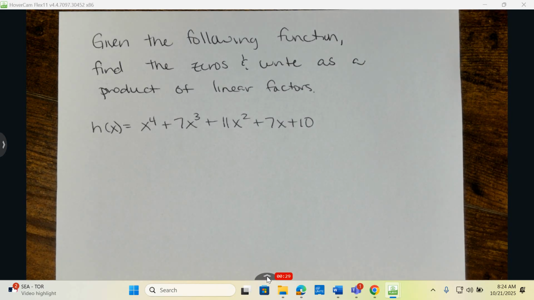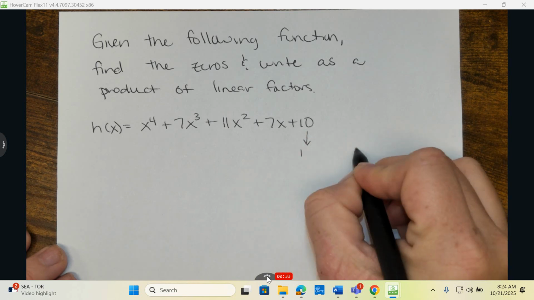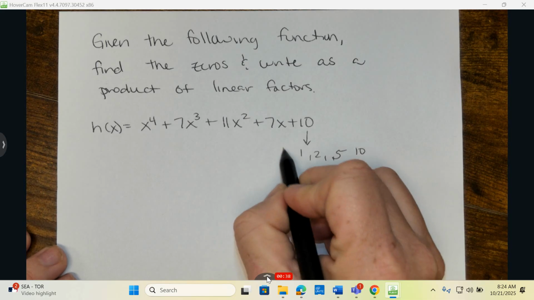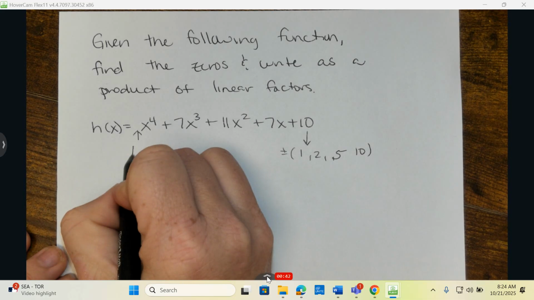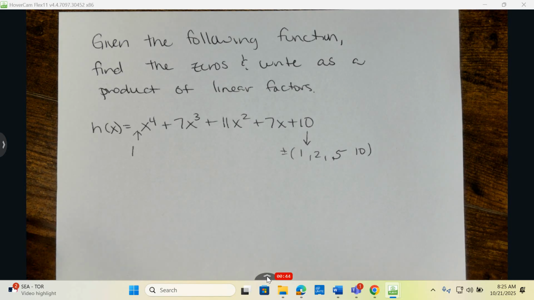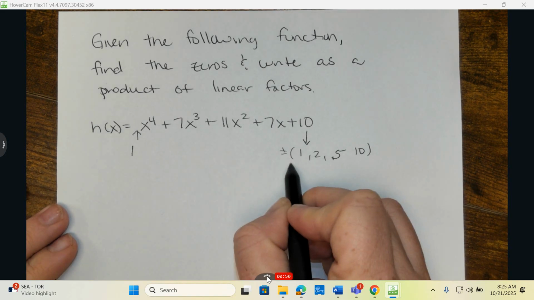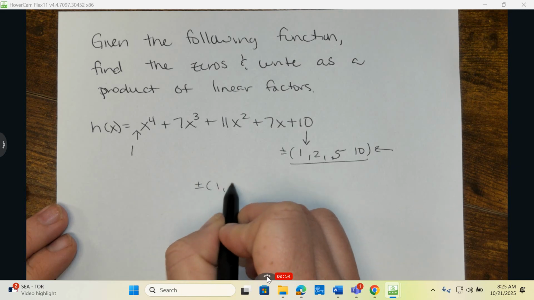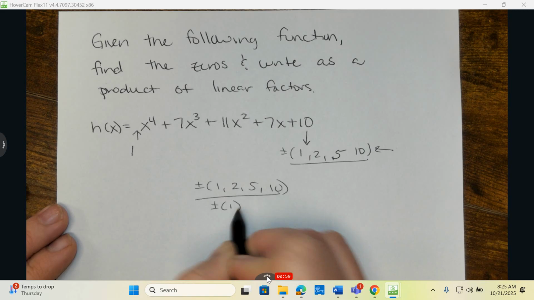The first thing I'm going to do is write down the factors of 10. 1 times 10 and 2 times 5. Now I'm lucky because the leading coefficient is 1, so the factors of 1 are only 1. When I list all of the possible rational roots, this will always go in the numerator position. So plus or minus 1, 2, 5, and 10 over plus or minus 1.